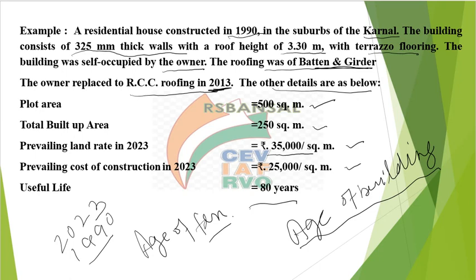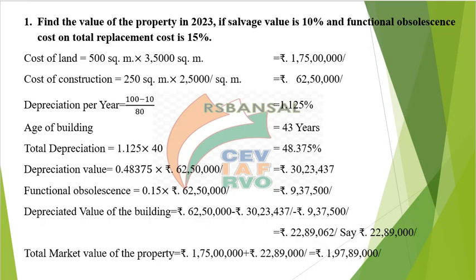Sorry, the building was constructed in 1980. So the age of the building is 43 years, which is the age of the foundation. You have to take the age of the foundation, not the age of the roofing. So the age of the roofing may be 10 years. You have to take the age of the foundation, which is 43 years. So you have to calculate the value of the building considering the age of the foundation as 43 years. This you can calculate.